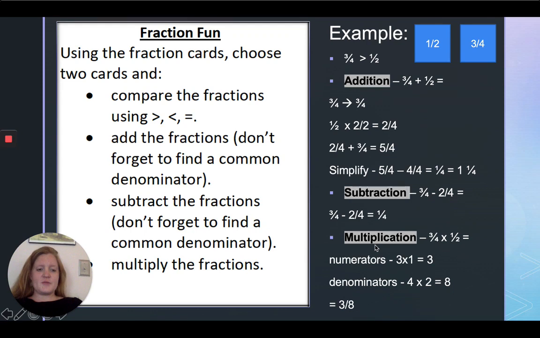Then with our multiplication, 3/4 times 1/2. Our numerators, we just multiply across. 3 times 1 equals 3. Denominators, multiply across. 4 times 2 equals 8. So we know our numerator is 3 and our denominator is 8, which gives us 3/8. Now this one happened to be in its simplest form, since 3 is a prime number and we can't find any more factors for that number besides 1 and 3.